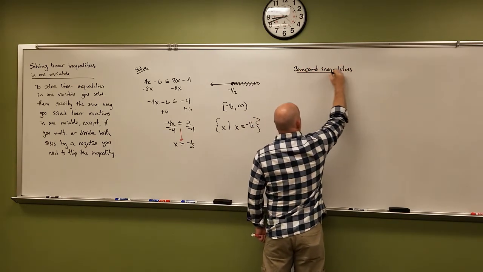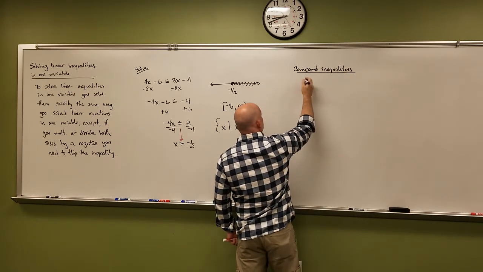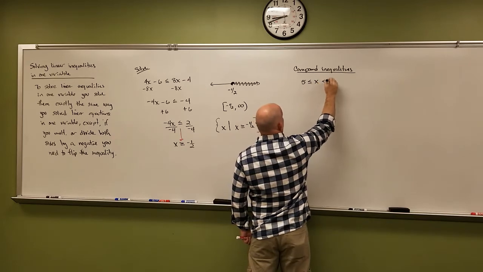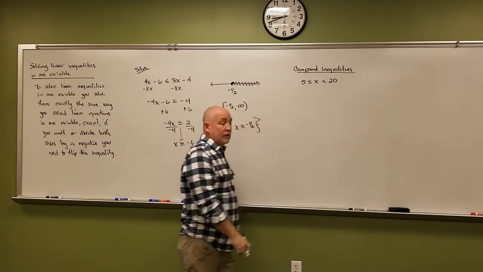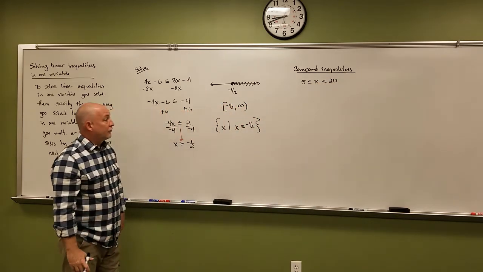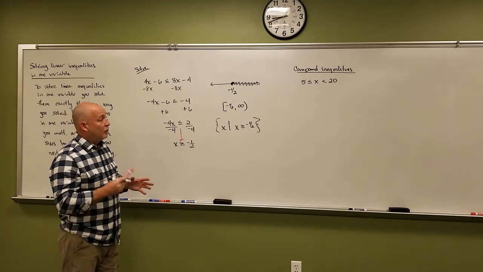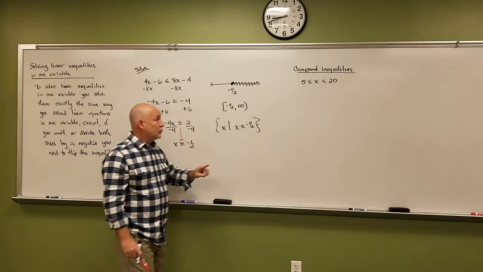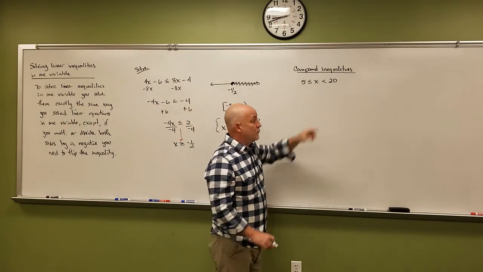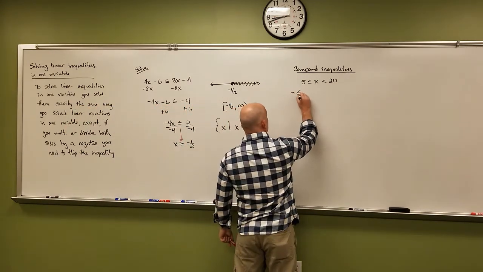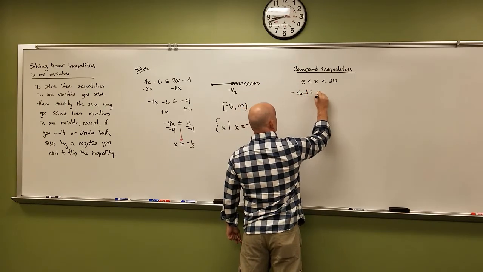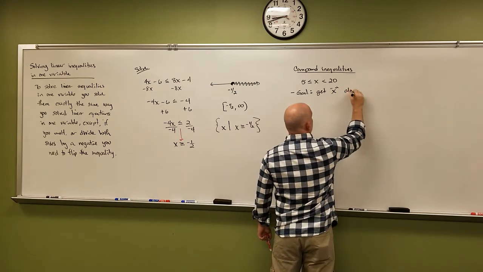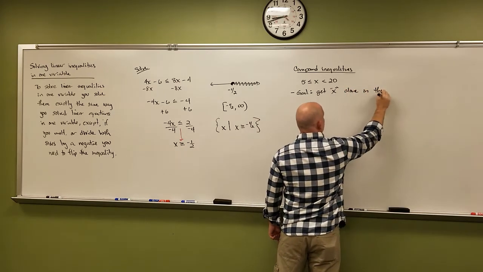Now remember, the example I gave you looks something like this. I don't know, 5 less than or equal to x less than 20. Right? That's what a compound inequality looks like. Now the difference here is when we go to solve these, we're not trying to get x on a side all by itself. We're trying to get x alone in the middle. So that's our goal. Get x, or whatever letter it is, alone in the middle.